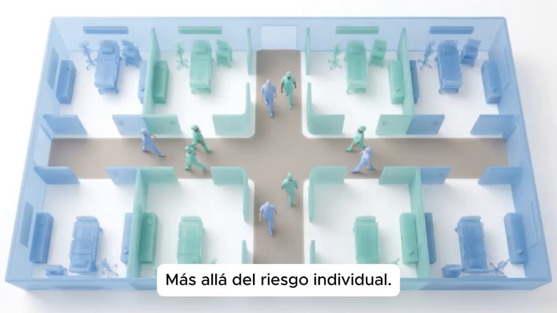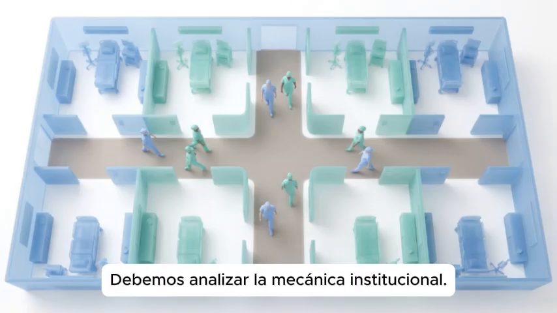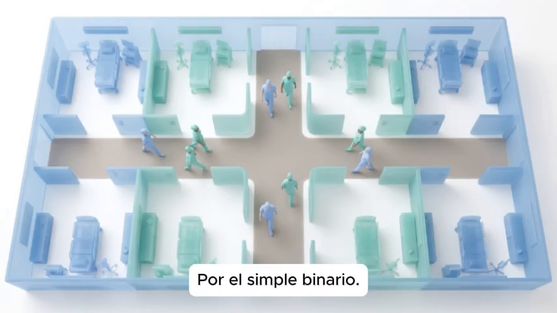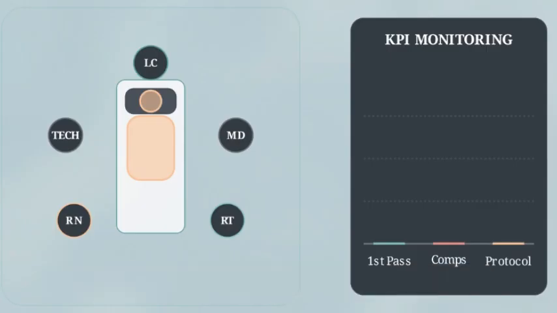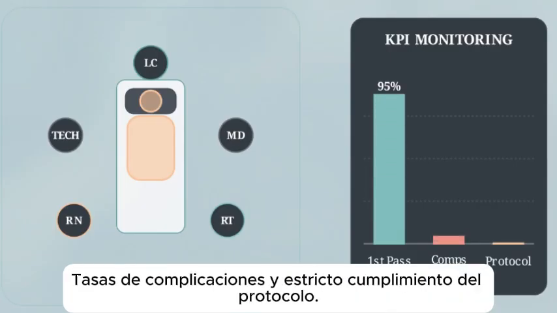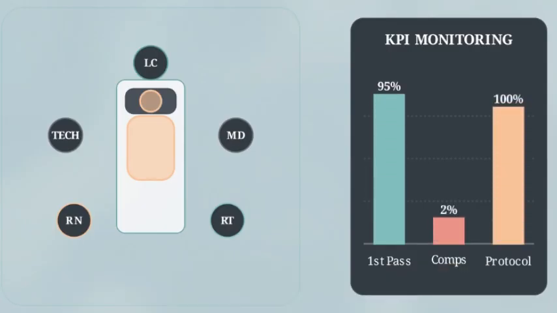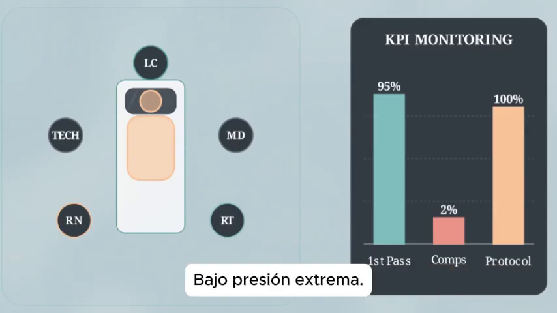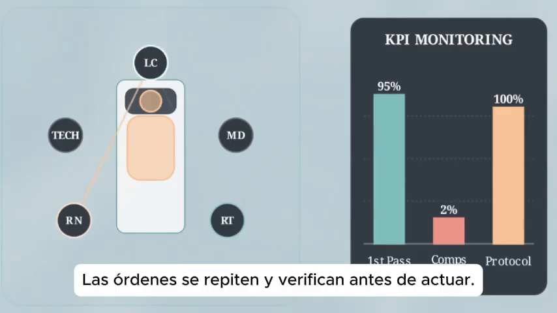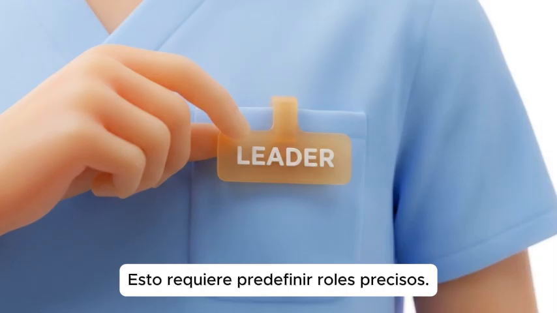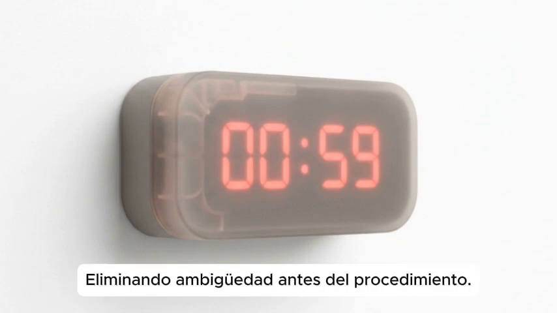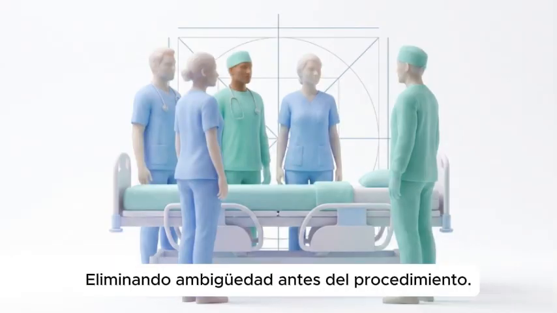Beyond individual risk, we must look at institutional mechanics. Top-tier hospitals don't measure success by the simple binary of whether a patient was intubated. Instead, they monitor specific indicators: the first attempt success rate, complication rates, and strict adherence to protocol. These institutions use closed-loop communication to prevent misunderstandings under extreme pressure. Orders are repeated and verified before action is taken. This requires predefining exact roles within the first 60 seconds, eliminating ambiguity before the procedure begins.